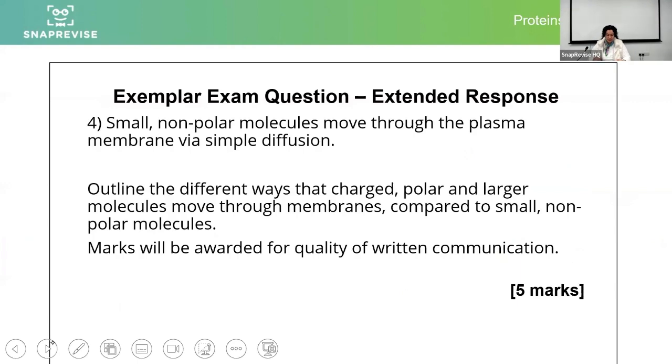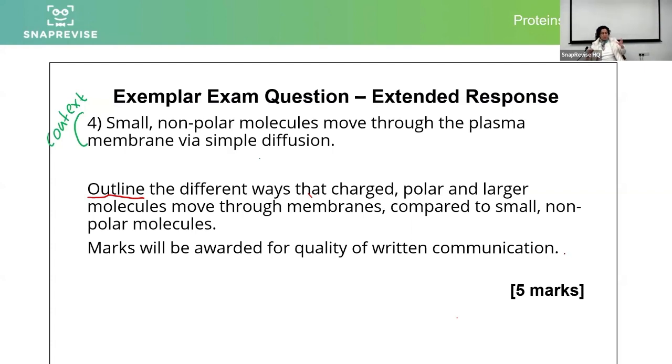Small nonpolar molecules move through the plasma membrane via simple diffusion. So this is my context. And it's also something that I'm not going to repeat in my answer, as we said before, from the examiner's reports. Outline the different ways that charged, polar, and larger molecules move through the membranes compared to small, non-polar molecules. Marks were rewarded for quality of written communication. This is what I said, that sometimes it's explicit. It basically means don't make your answer in bullet points like the mark scheme. Actually write full coherent sentences.